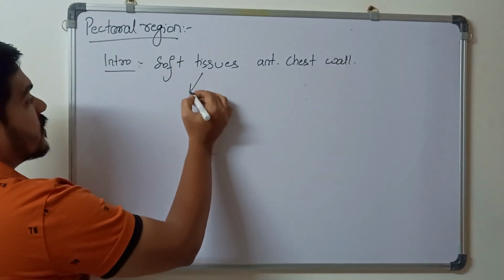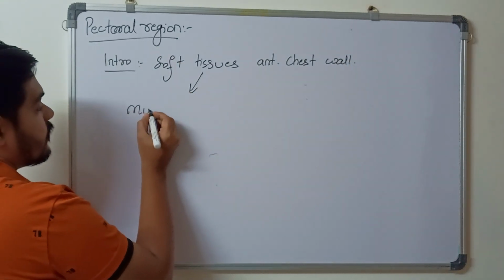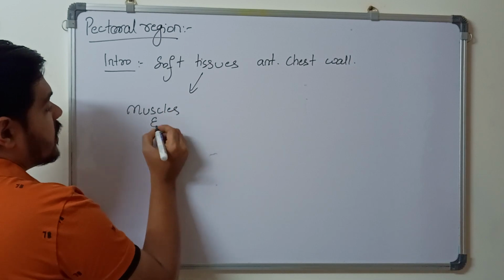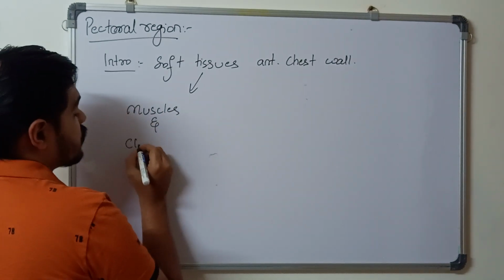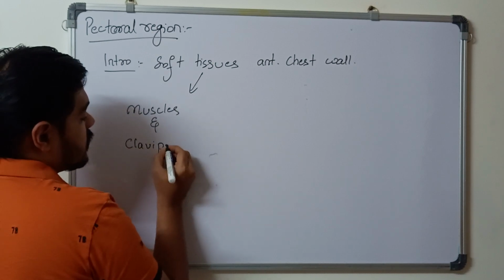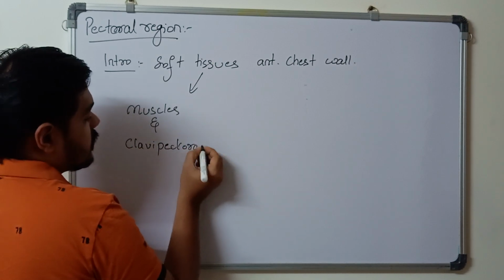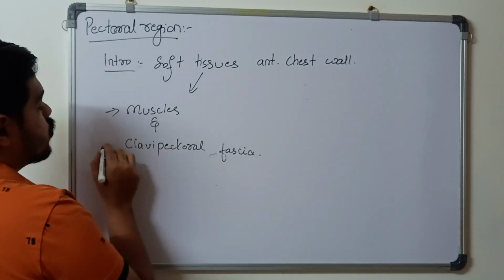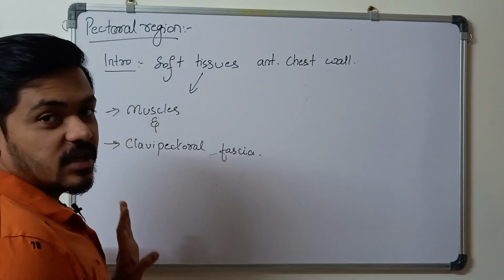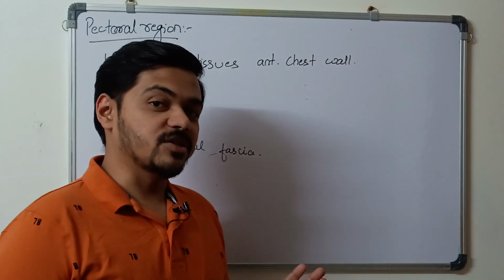So what are these soft tissues? These are the muscles, and one important structure that we study in the pectoral region is the clavipectoral fascia. So these two are the main topics that we will be covering in the pectoral region.